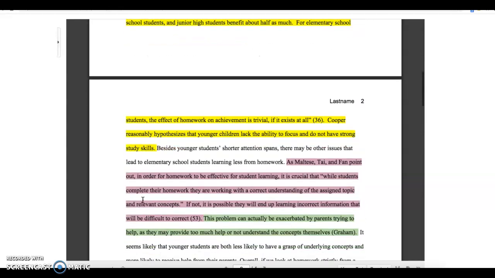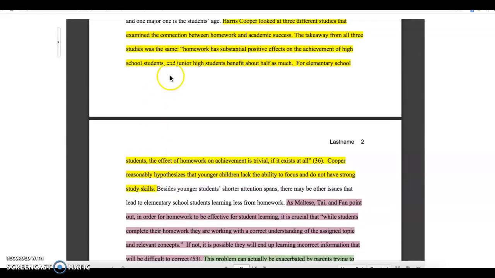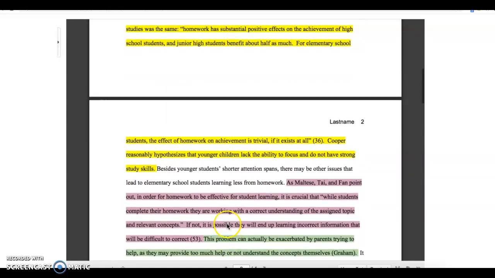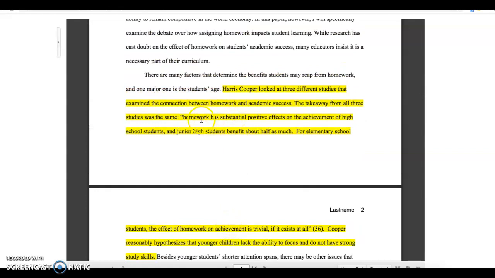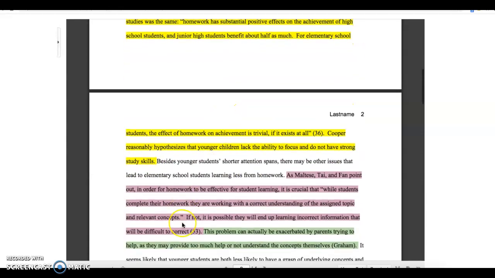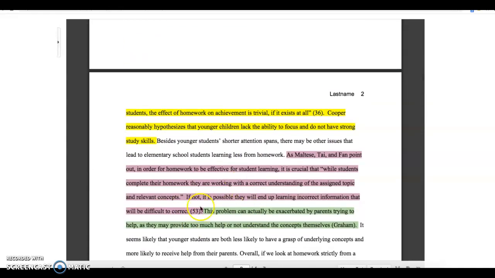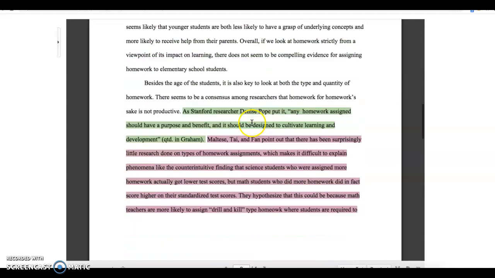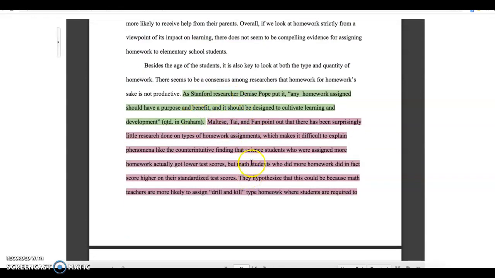A final thing about sources is that notice how she's using multiple sources in a paragraph to help make the same point. Okay, so this whole paragraph is about the age of the students and the effectiveness of homework. So she's got information from all sources about that idea. In the next paragraph, she's got information from two different sources about this idea of type and quantity of homework.